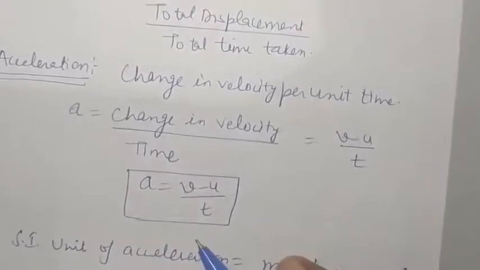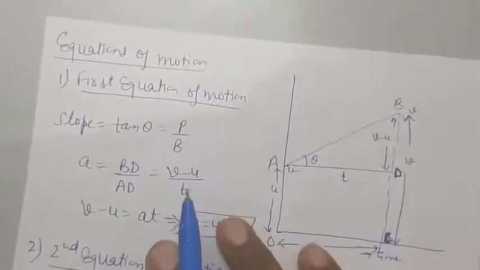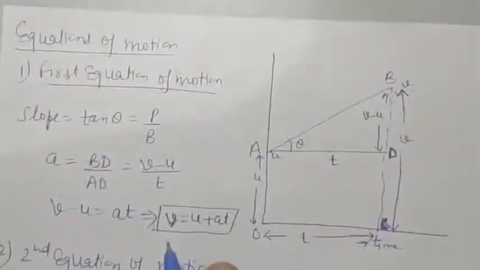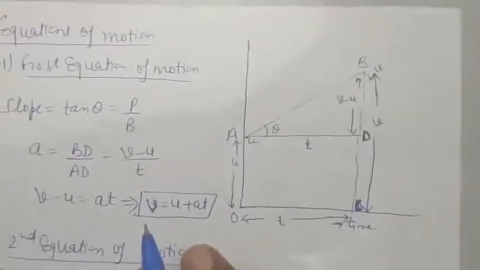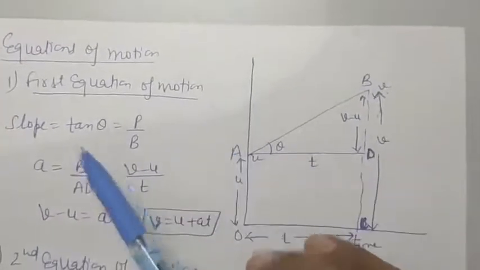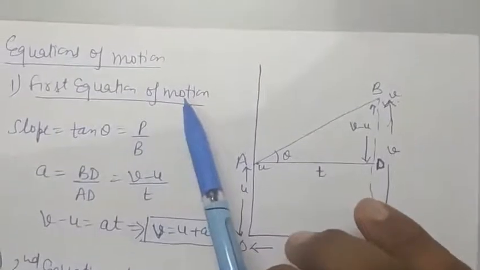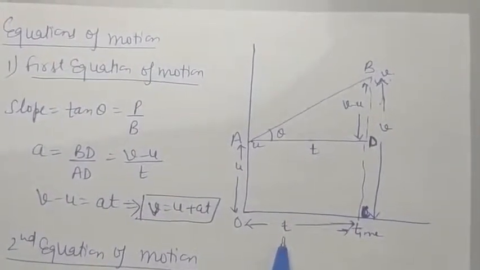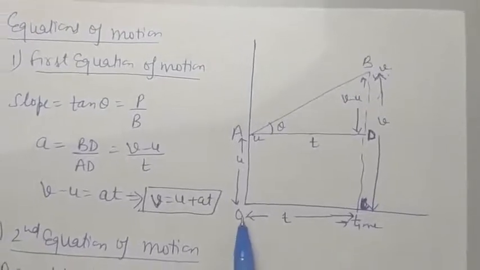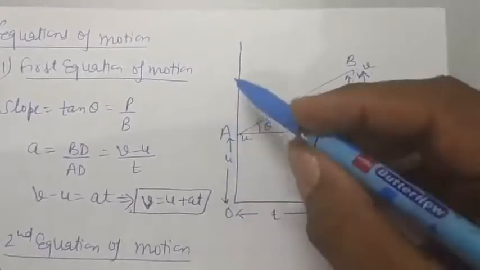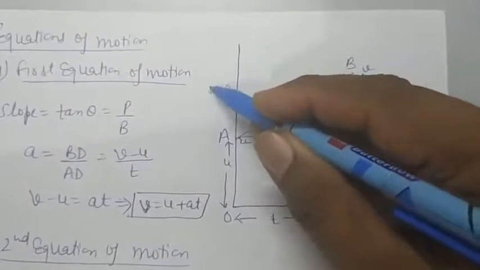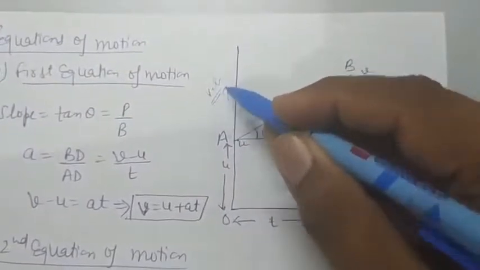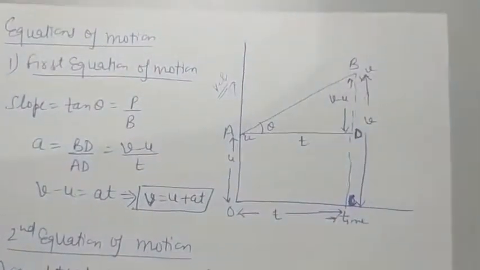Right? After that, we have to find the equations of motion. There are 3 equations of motion in this kinematics. The first equation of motion. For the equations of motion, we must know the graph. I am taking the velocity time graph. Along the x-axis, time will be taken, and along the y-axis, velocity will be there.